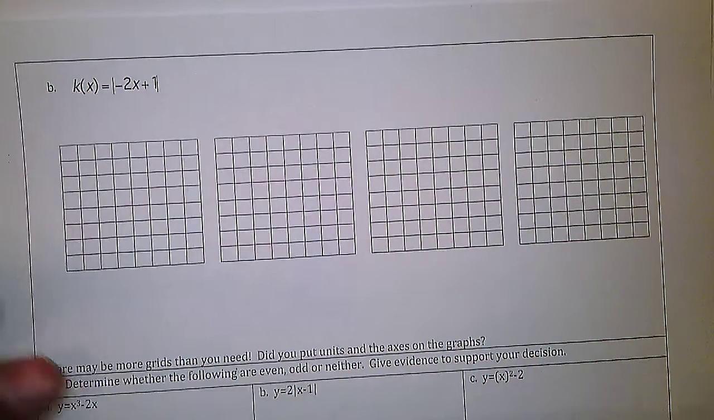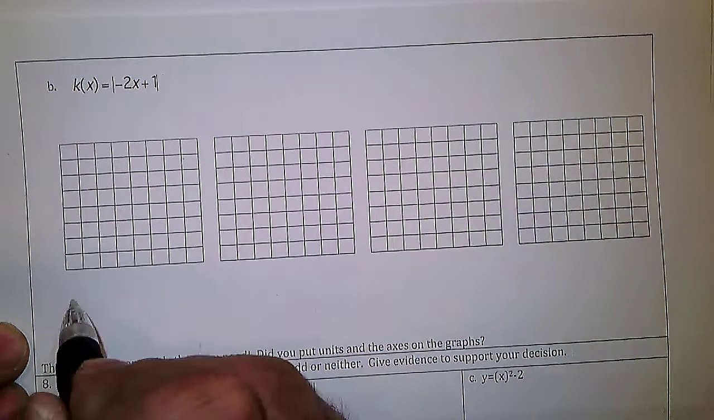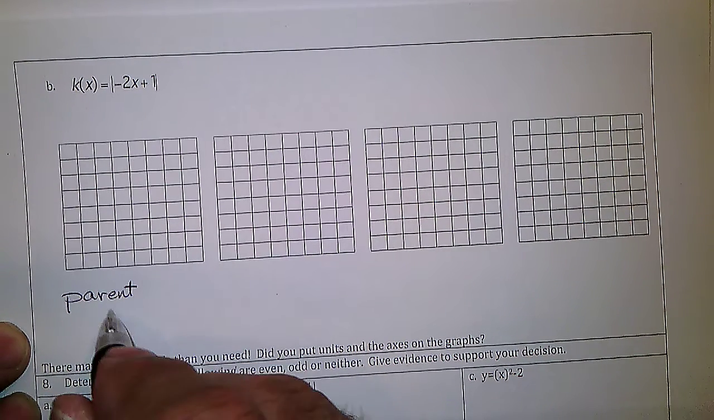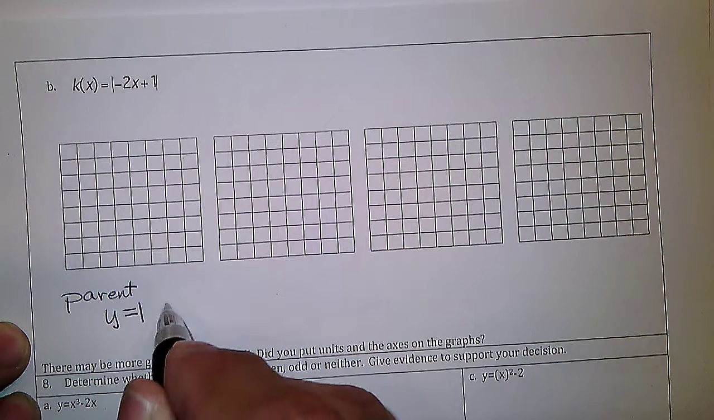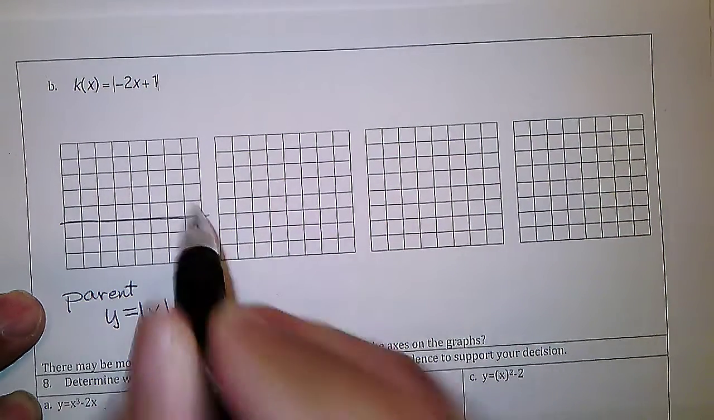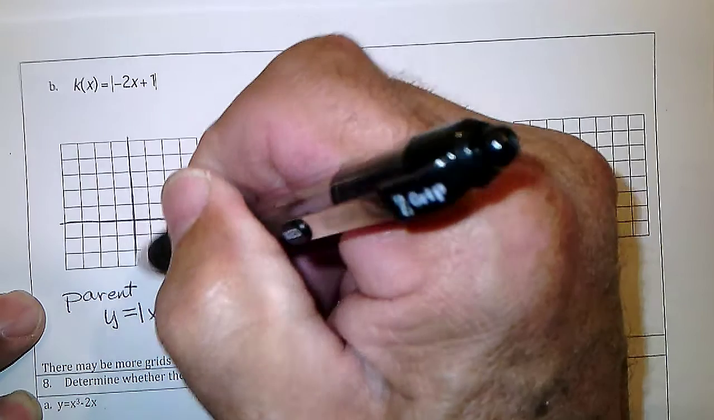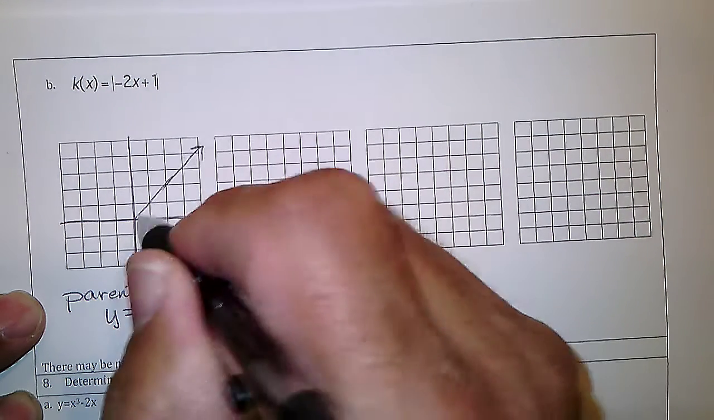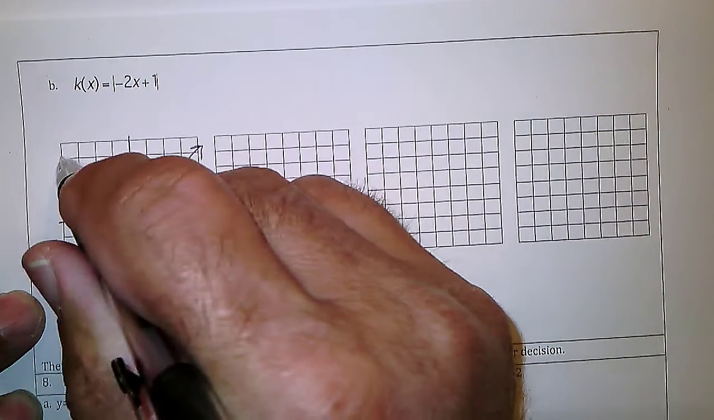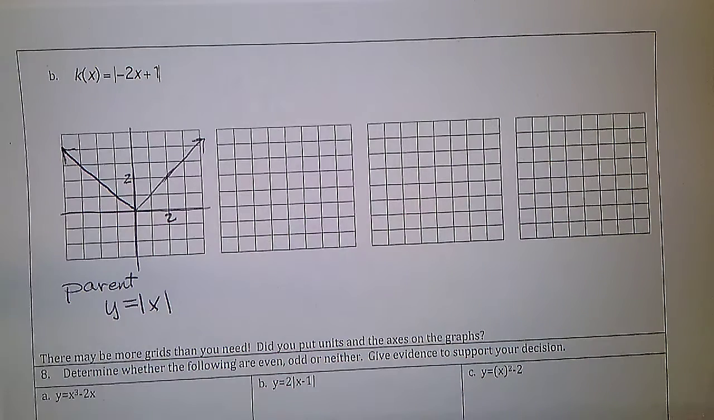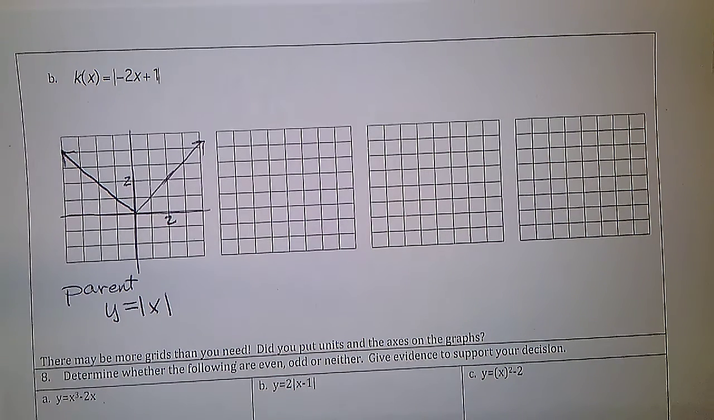Seven B. Ooh, we've got an absolute value function. So the parent function is y equals absolute value of x. If I graph that, you should know what the absolute value function looks like. So at 2, it's up 2. So I got units. I labeled it and shown what the parent function is.